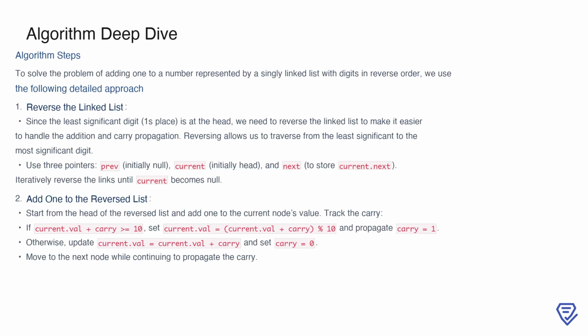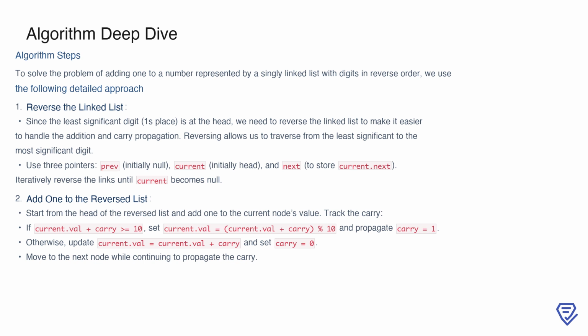To solve the problem of adding 1 to a number represented by a singly linked list, we start by reversing the linked list. This is necessary because the least significant digit, or the ones place, is at the head of the list, making it difficult to handle addition and carry propagation directly. By reversing the list, we can process the digits from the least significant to the most significant, which simplifies the addition process. The reversal is performed using 3 pointers: previous, current, and next.